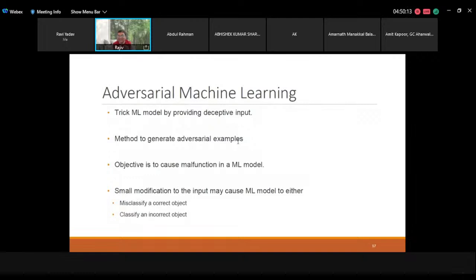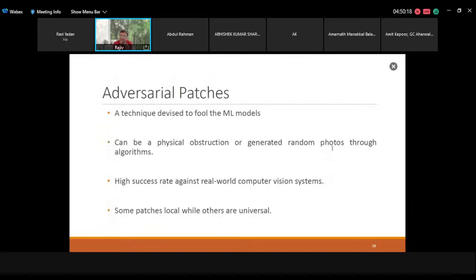So let's start with adversarial examples. But before that, there is a term called adversarial patches. Now, within adversarial machine learning, we use these patches. These patches provide us techniques which are devised to fool machine learning models. It can either be a physical obstruction, or it can be random photos generated through various algorithms. They have been proved to have a high success rate against real world computer vision systems. Some patches are very local, so these patches might work on certain domains only, whereas some of the patches are universal. So they always work.